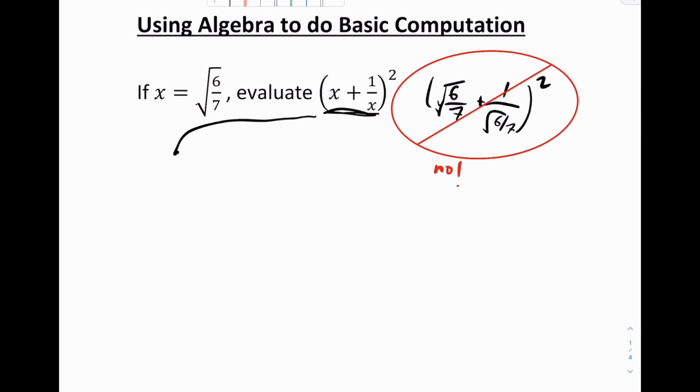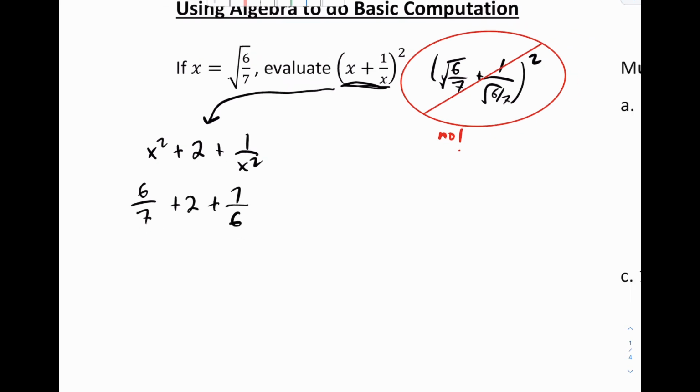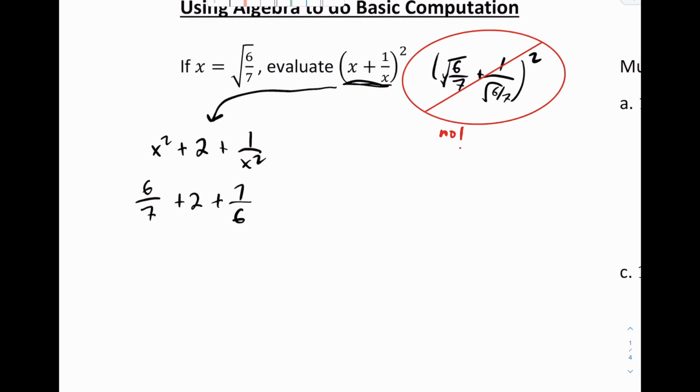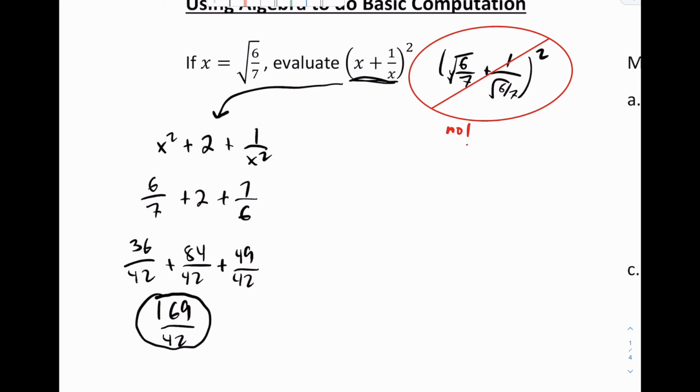So take this expression and let's just multiply it. That's x squared plus 2 plus 1 over x squared. Now notice how it's a little bit easier, because if I plug it in, that is simply 6/7 plus 2 plus 7/6. Now we can see our common denominator should be 42, so that's 36/42 plus 84/42 plus 49/42. Add all of that, that's 169/42. And look how we easily get that answer.